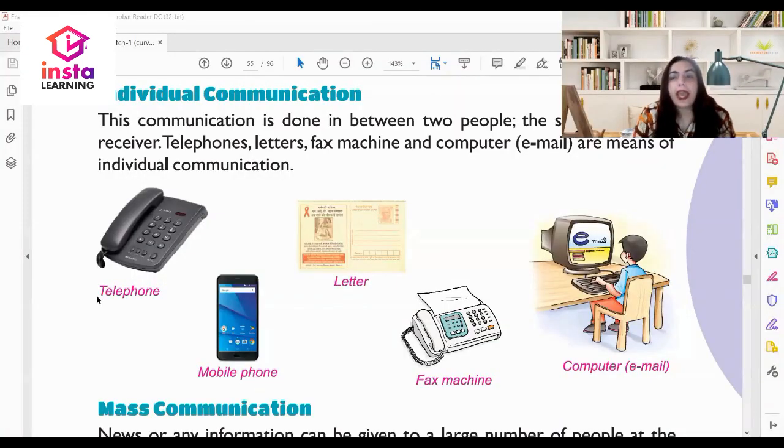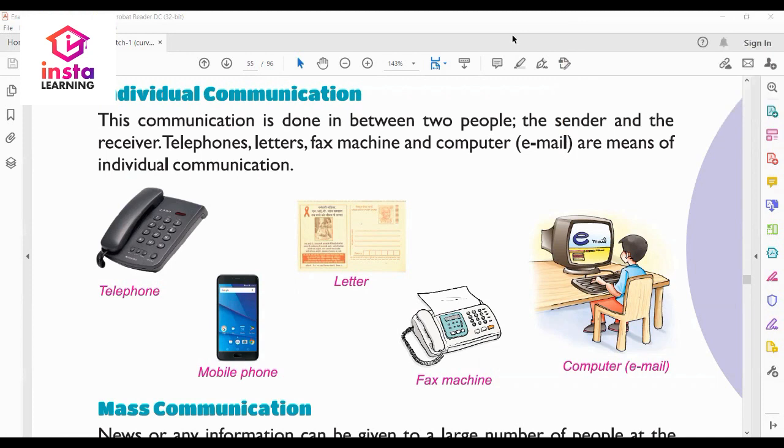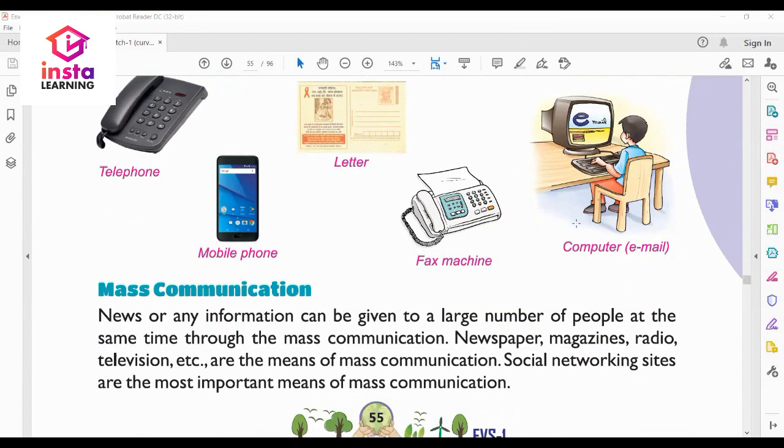There are different means of communication. Let us learn about them. There are the individual means of communication, and then there is mass communication. Individual means of communication are those in which one person is interacting with another person. As you can see on the screen, this communication is done between two people, the sender and the receiver. It can be telephone, fax machine, a computer, like you send an email. So these are all different types of individual communication.